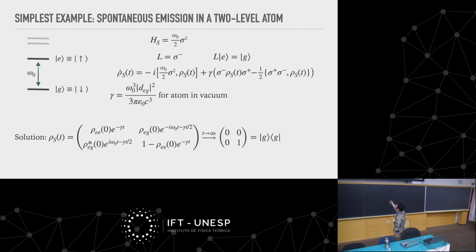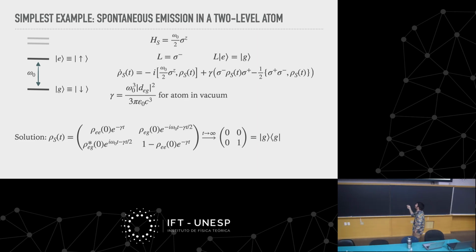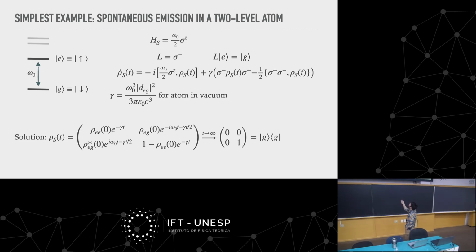The jump operator, at least when the environment is at 0 temperature, is just one. It's the sigma minus operator that brings you from excited to ground state, and you have this equation. Basically, you could guess that this is the form, but you can do the calculation and actually derive this form. And then you find a certain rate, which depends on the properties of the atom and fundamental constants.